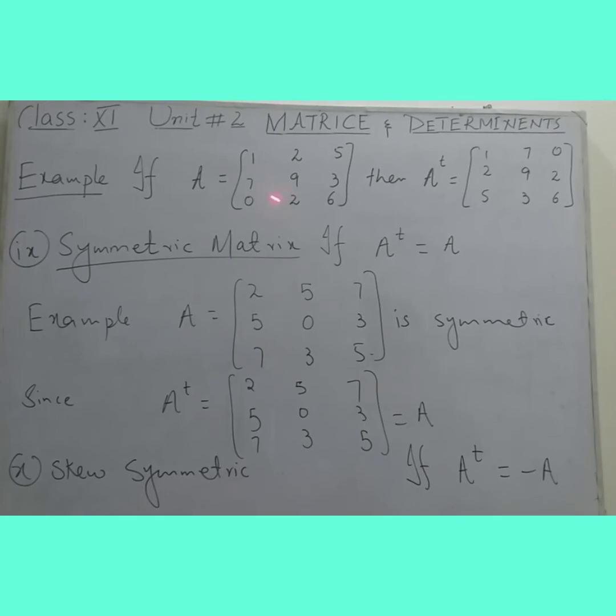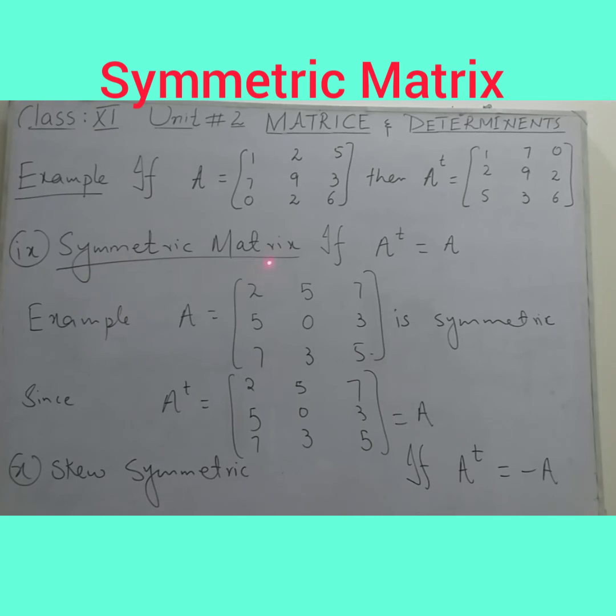So first here I am going to change rows into columns. So 1, 2, 5 is the first row, I will change it into a column, so it becomes 1, 2, 5. Second row 7, 9, 3, second column 7, 9, 3. Third row 0, 2, 6, third column 0, 2, 6. Now further, by using the transpose of a matrix, we have another type, the symmetric matrix.